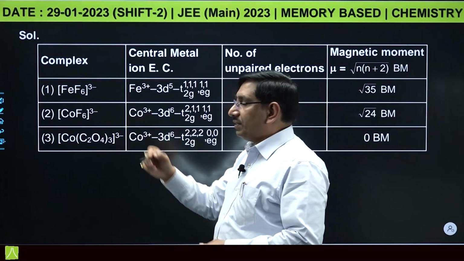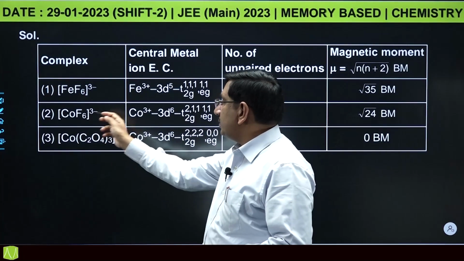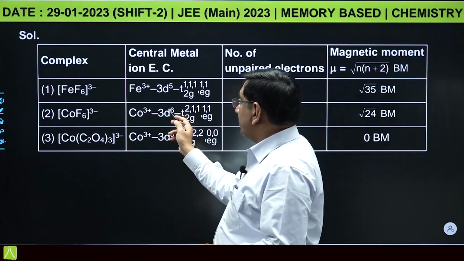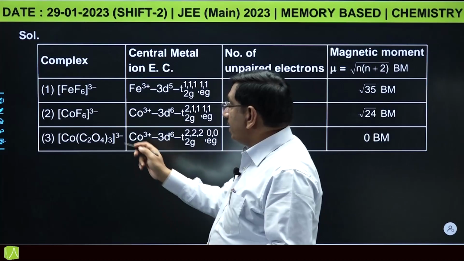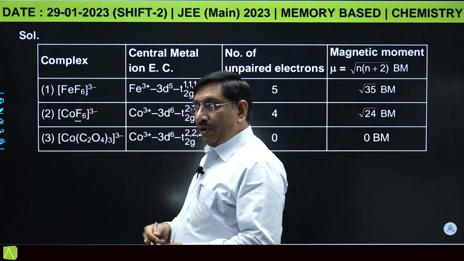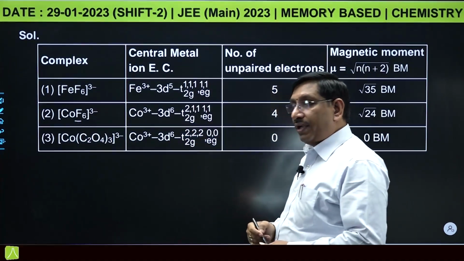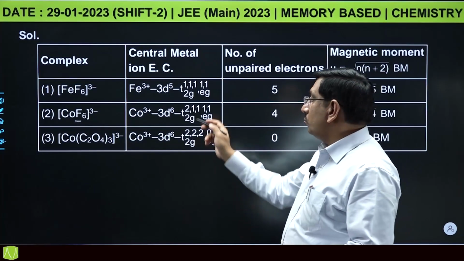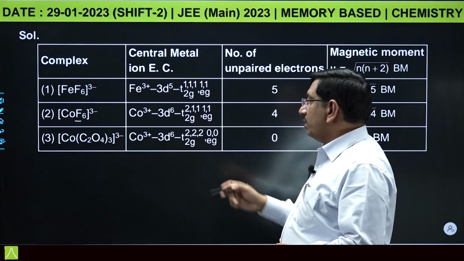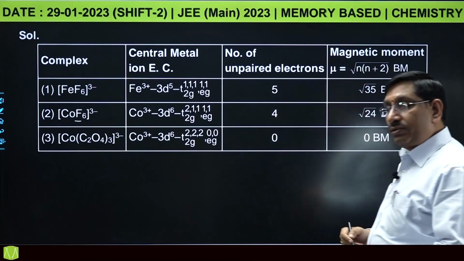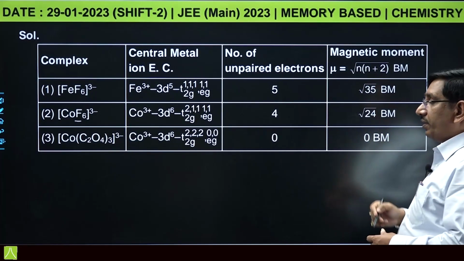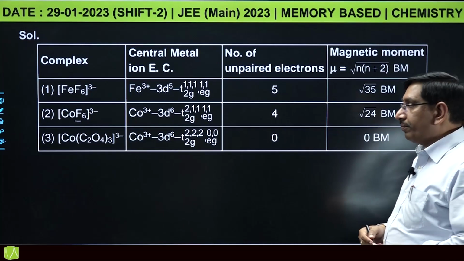And CoF6 3-, in this cobalt is in +3 state, it has 3d6 configuration and in presence of weak field ligand, the configuration is t2g^4 eg^2. Here number of unpaired electrons is 4. And magnetic moment is root over 24 BM.